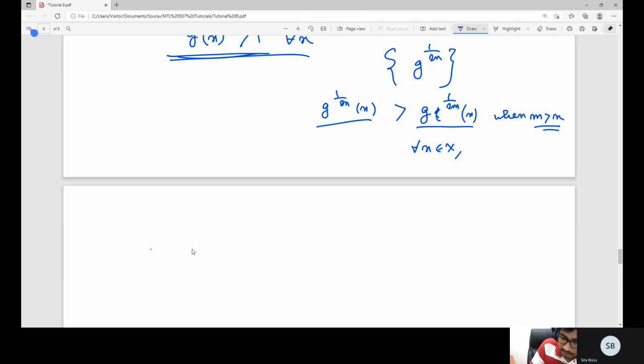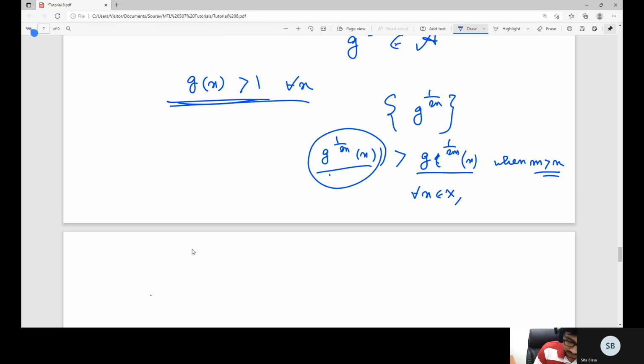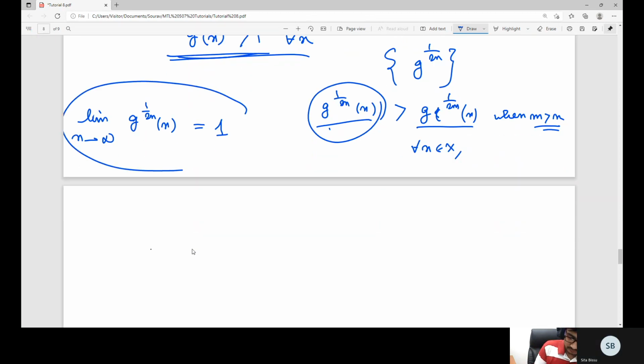Then see, this is a sequence of continuous functions, a sequence of decreasing functions, right? And what is its pointwise limit? The limit as n tends to infinity of g to the power 1 by 2^n of x. What is it? It is 1. So this is 1, and this holds for each x.